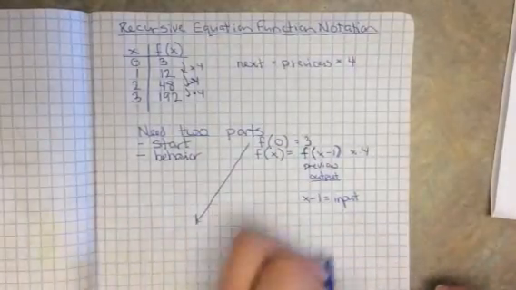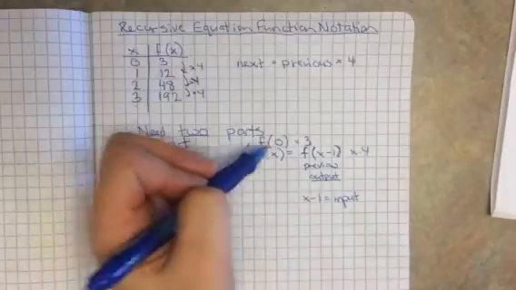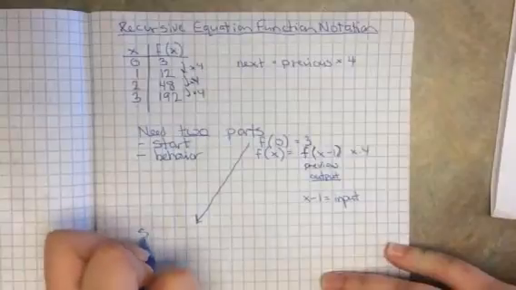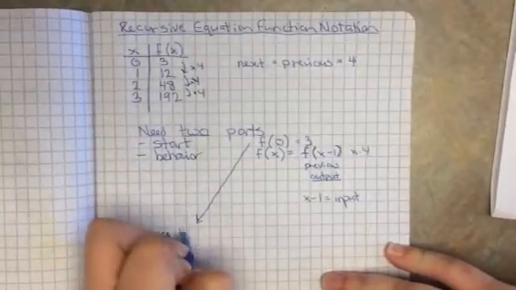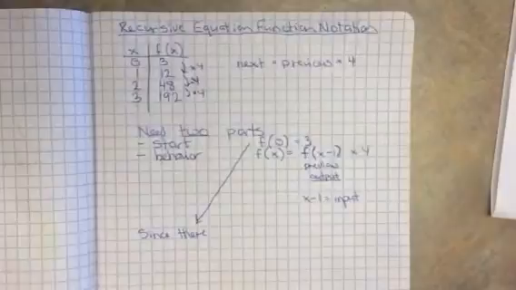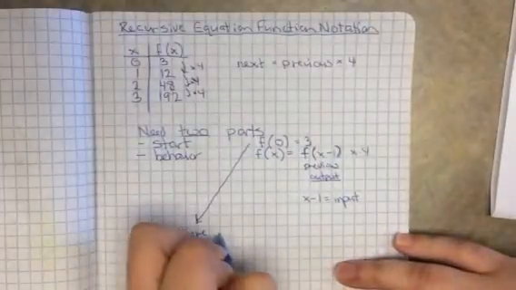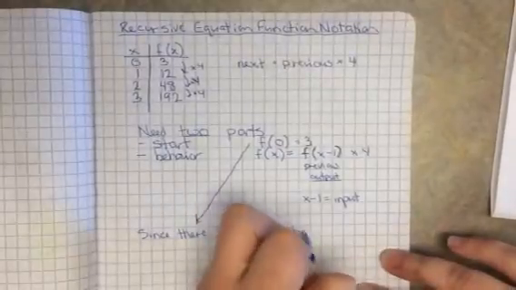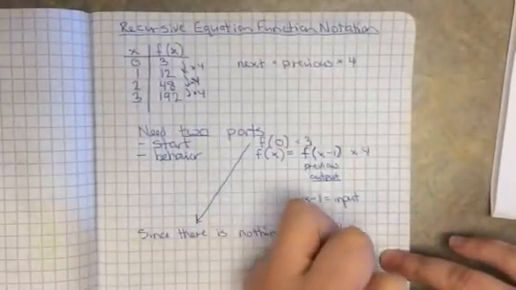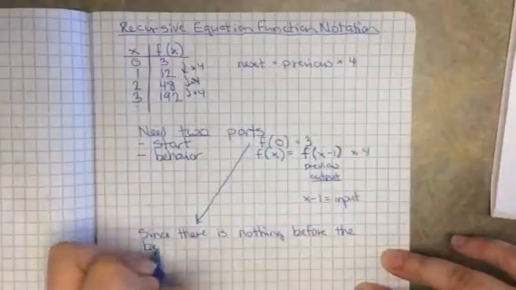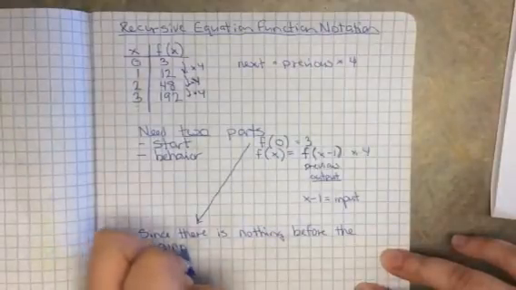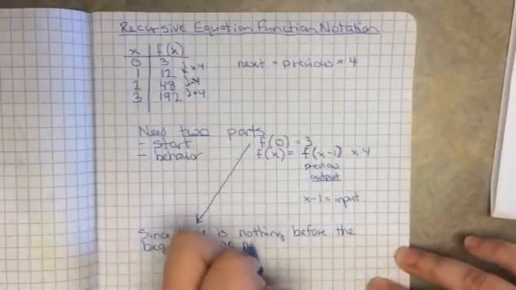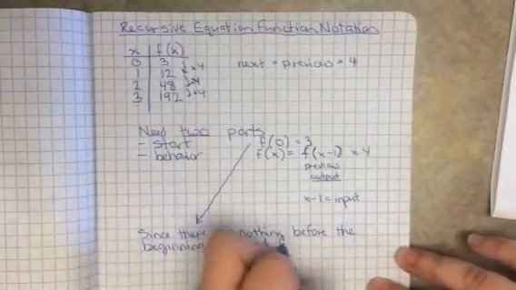So I'm going to put a little note about that just so you remember, hopefully, and it'll help you remember to include that piece, why we need it. I'm going to say, since there is nothing before the beginning, there's no previous term before the beginning. So there's nothing before the beginning. We need to include the beginning.